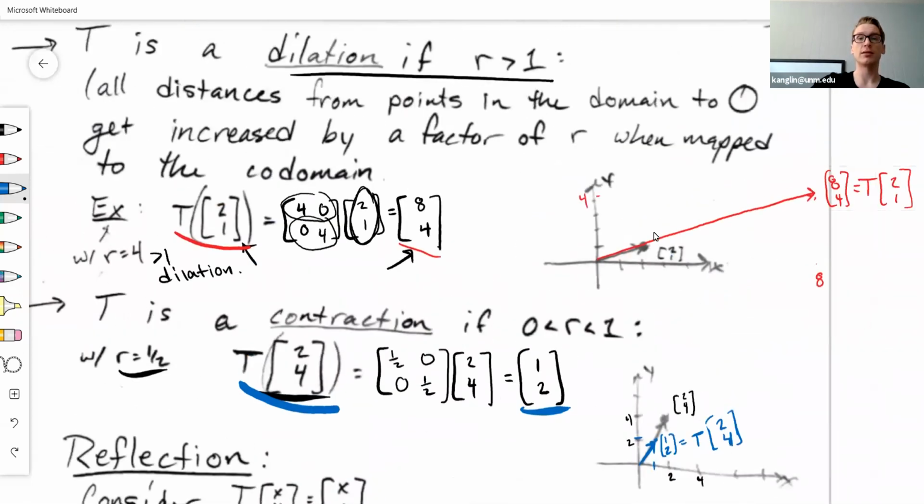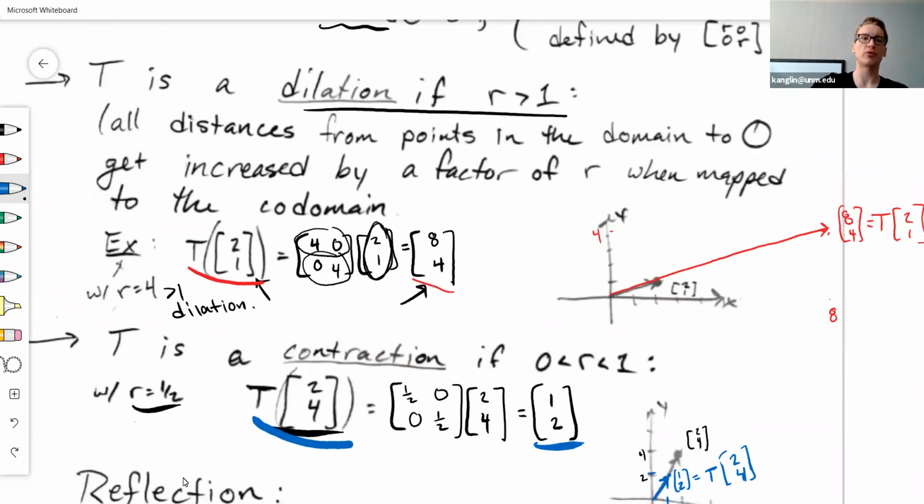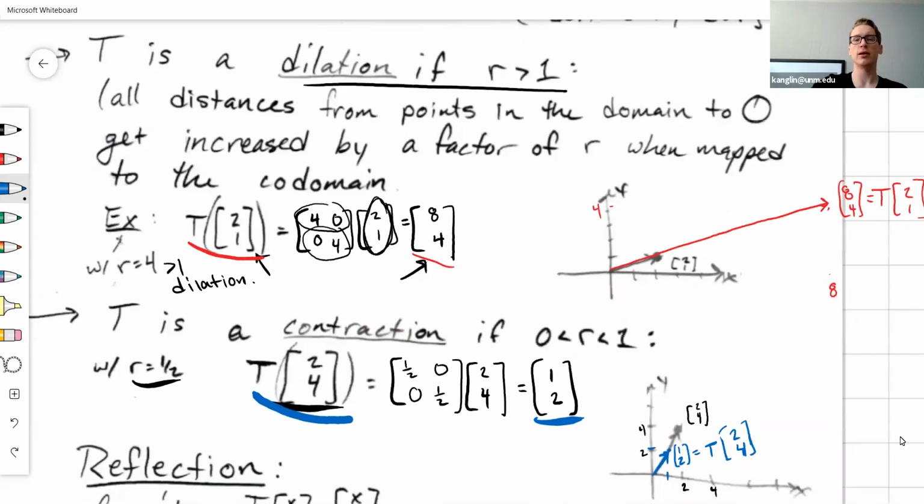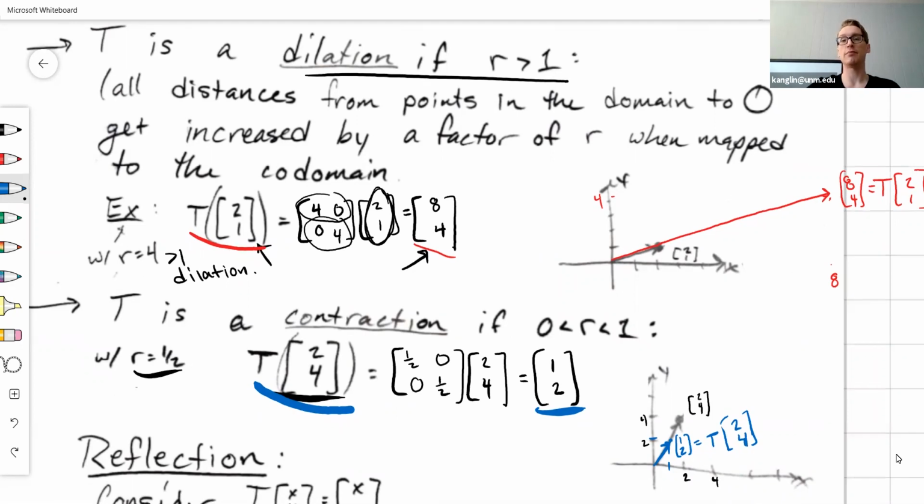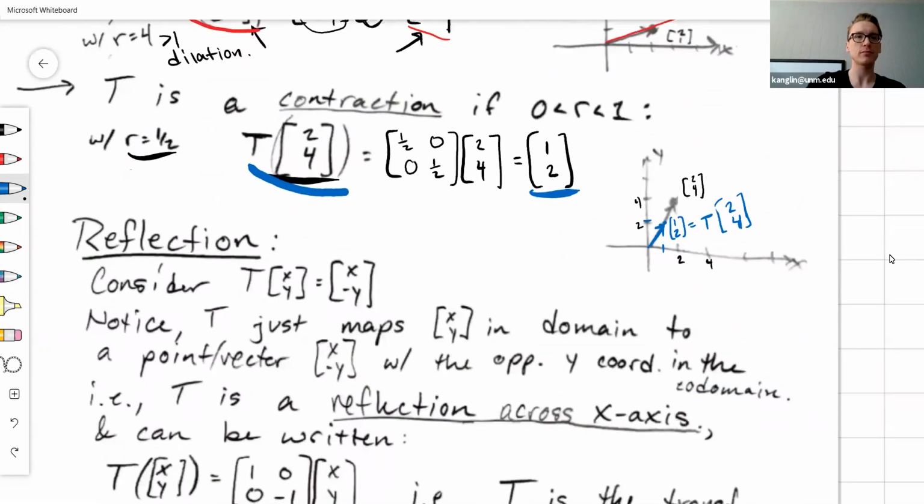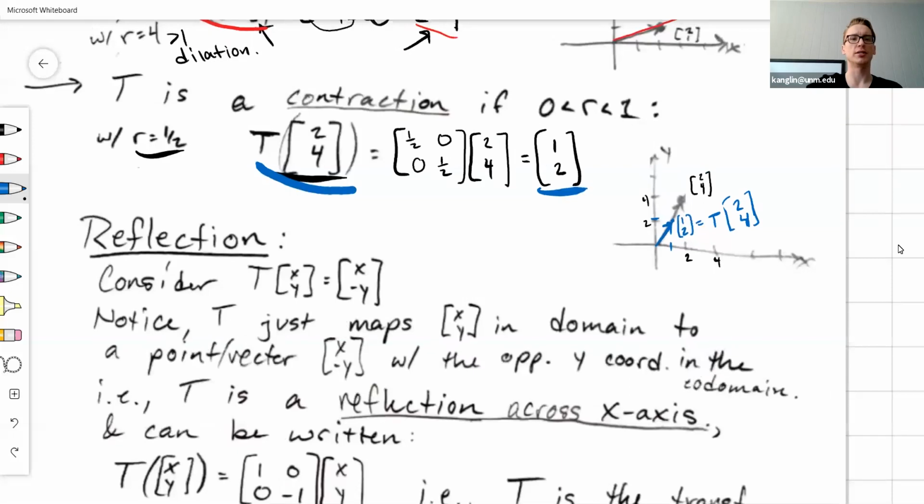Things to keep in mind here is the whole reason we're going through this specific set of transformations, the contractions and dilations, reflections now, and other things we'll see, is because these are transformations that happen to be expressible as a matrix multiplication. Every one of these transformations we're talking about now has a matrix that defines it. So let's talk about reflections.